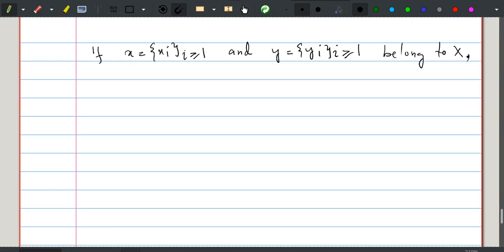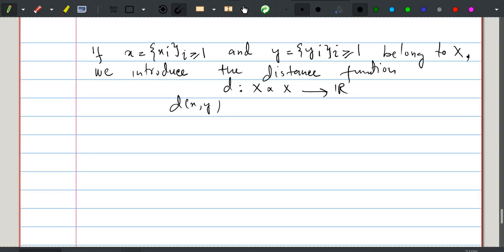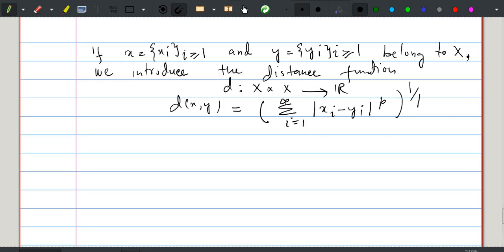We introduce the distance function like this, d of xy, where d is from X cross X to R. We define it as sigma i runs from 1 to infinity of the absolute value of the difference of the terms xi and yi to the power p, and then taking the p-th root. So evidently d of xy is non-negative, and d of xy is 0 if and only if x and y are equal, and d of xy is the same as d of yx.